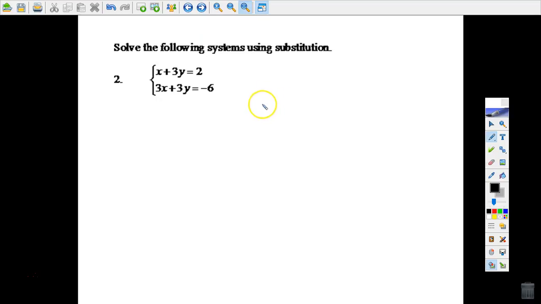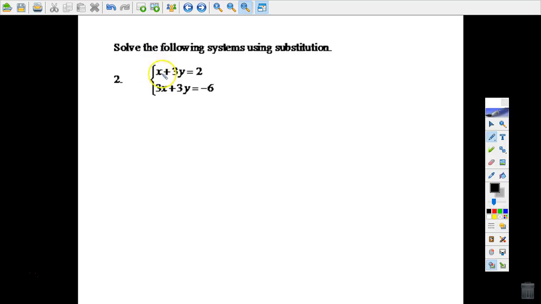So here's number two. Number two, we have to solve this one using substitution. So please make sure on your test that if it says to use the substitution method, you use that. Even if you were to use a different method and get it right, I can't give you credit unless you use the method that the problem calls for. So when you're using substitution, you should always look for a variable that has a coefficient of positive 1 if you have it.